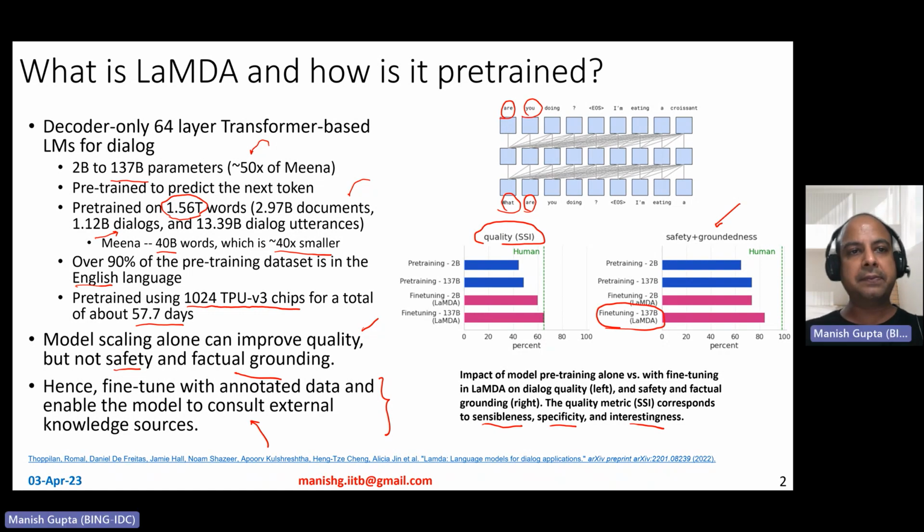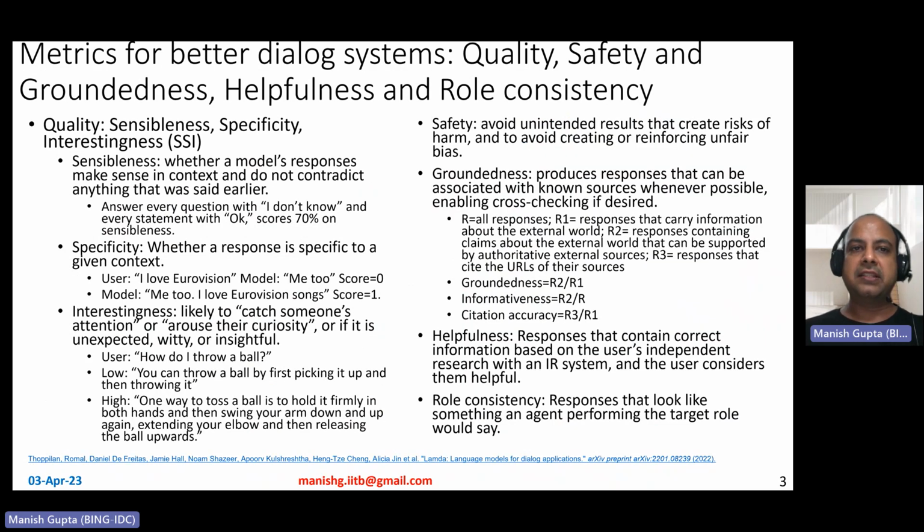So let's dive a little deeper, right? What are the metrics? There's a nice guidance in this paper about metrics for better dialogue systems: quality, safety, groundedness, helpfulness, role consistency. Let's broadly define them in this part of the video. In fact, they measure quality in terms of three different metrics: sensibleness, specificity, and interestingness. Sensibleness basically checks whether a model's responses make sense in the context and also do not contradict anything that was said earlier. They're consistent in that sense.